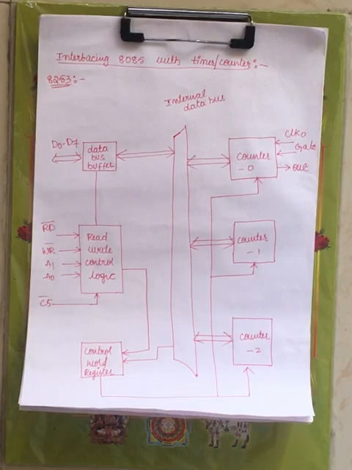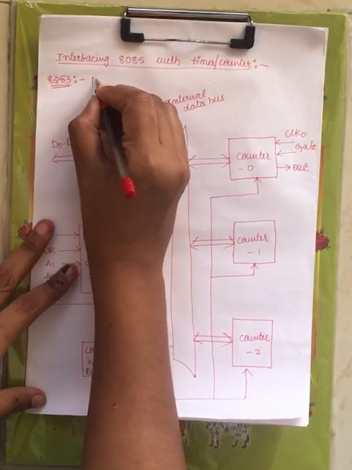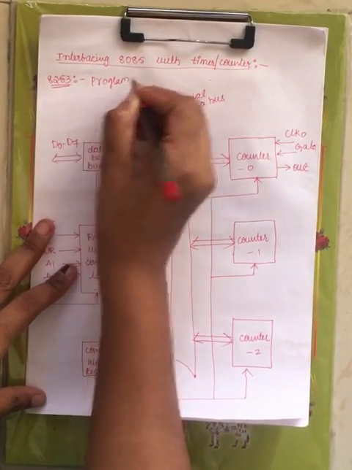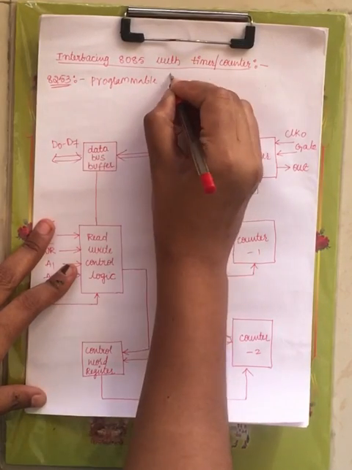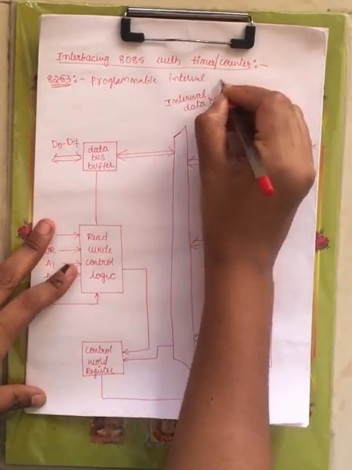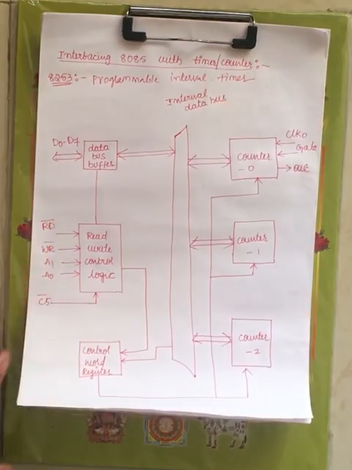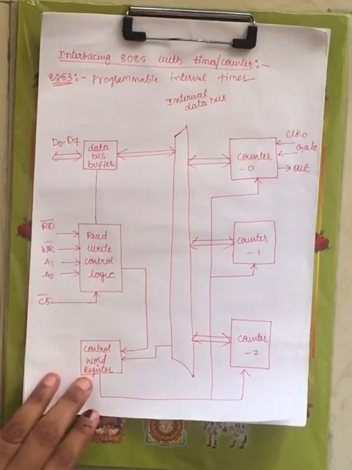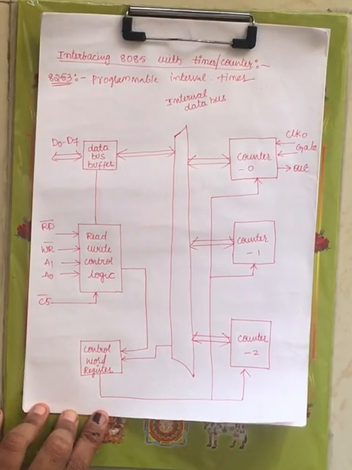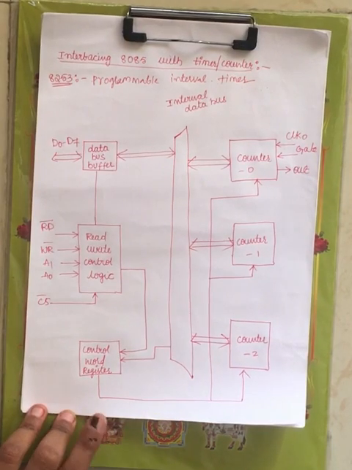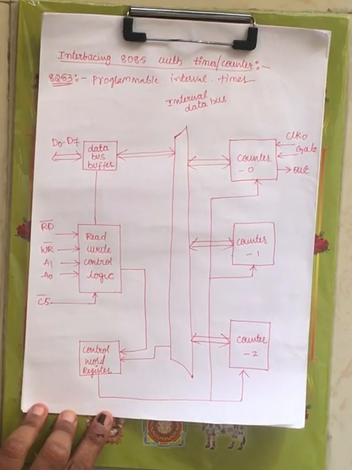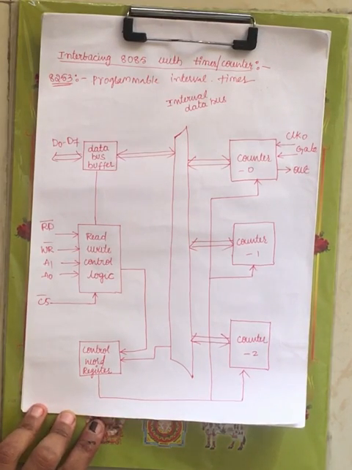Now in this lecture we will see the interfacing of 8085 with the timer or counter, that is 8253. We call this a programmable interval timer. Now we are interfacing this 8253 with 8085. It will act as both timer as well as counter. What is timer, what is counter, we have seen under the 8051 microcontroller.